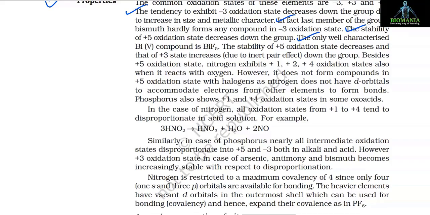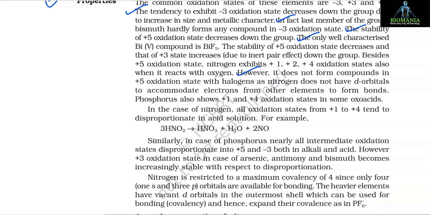The stability of +5 oxidation state decreases and that of +3 state increases due to inert pair effect down the group. Besides +5 oxidation states, nitrogen exhibits +1, +2, +4 oxidation states also when it reacts with oxygen.